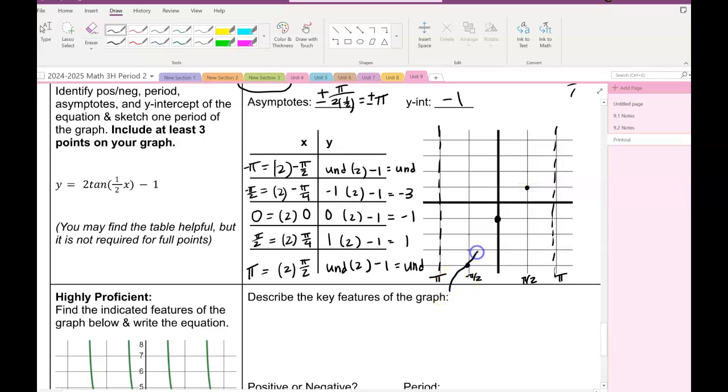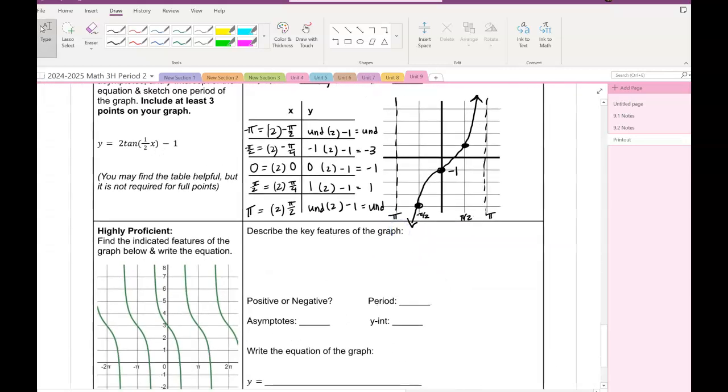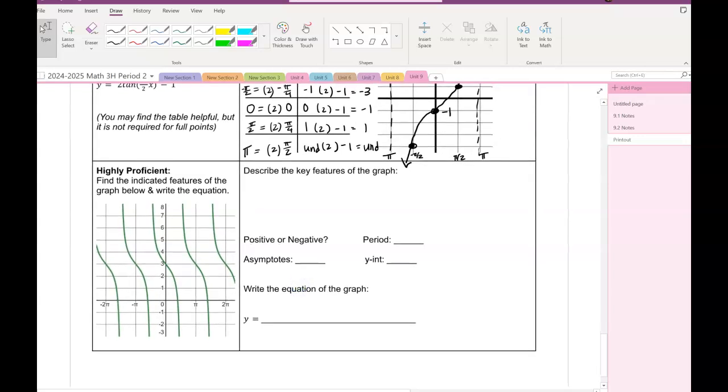So if we were to graph this, this is what it will look like. So those would be your 3 points. This would be -1. And you go from there. All right, next is our equation.